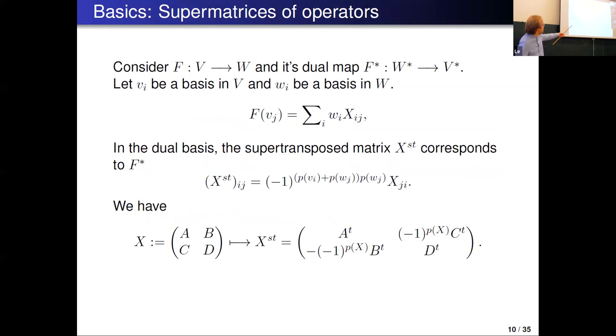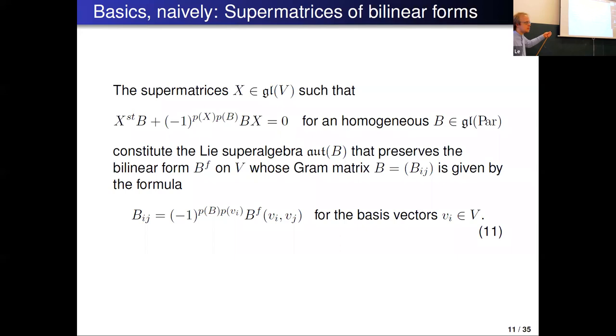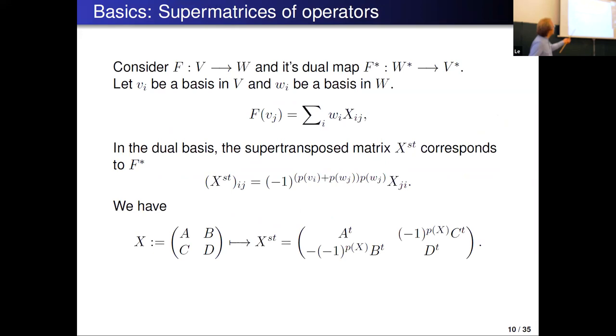And remember that if the form is even, then you have a nice sense. So that's the definition of the Gram matrix. Gram matrix should be equal to its supertranspose. So B_ij is equal to its supertranspose, but the definition of B_ij involves the signs, and because your form is odd, you will have an odd matrix, and then when you take the supertranspose, you have an addition.